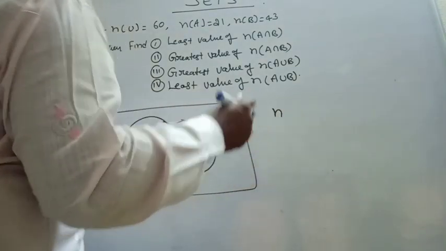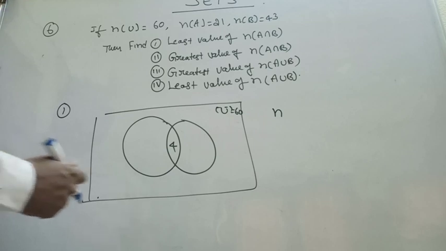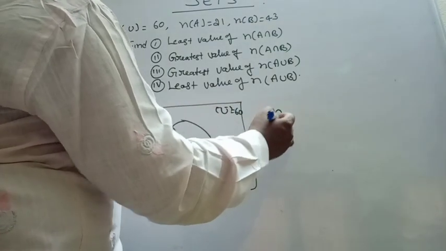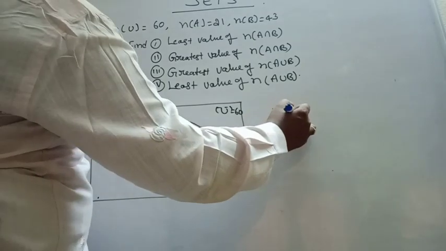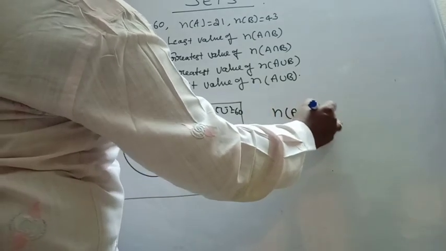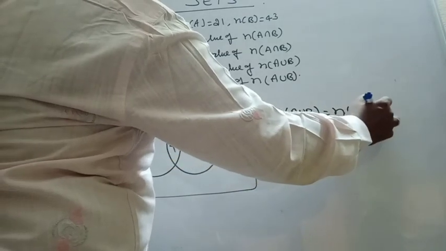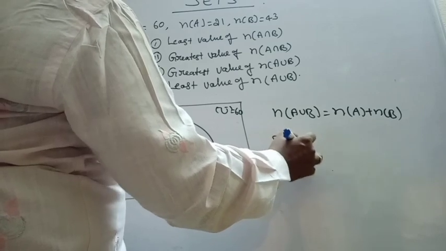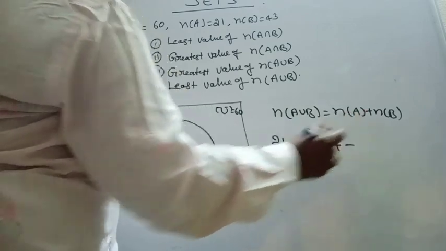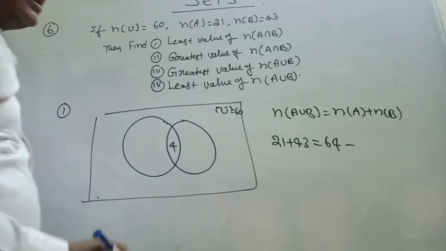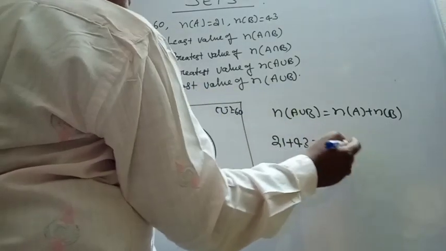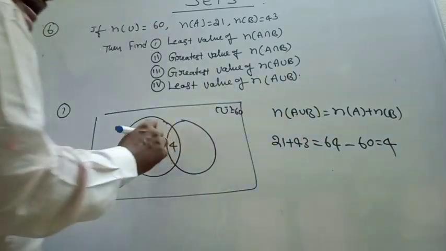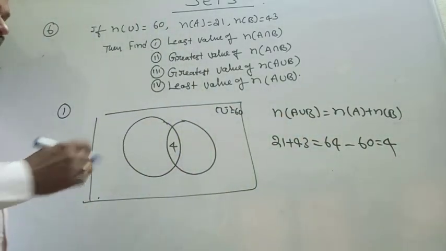Okay, when n of A union B becomes greatest, that means we are going to have total elements, n of A union B when they are disjoint, that means n of A plus n of B. From this you have here 21 plus 43, 64. From the total elements you subtract the greatest value of A union B, that is 60. That means 4 elements are common. As I told you, 4 elements are common for this.